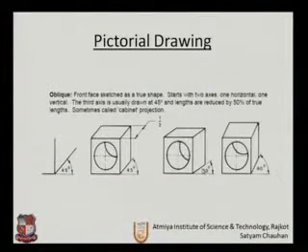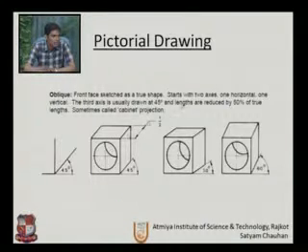So in pictorial view, as we can see, in oblique, the front face sketch is always a true shape. So our front view will be of true dimension, starting with two axes. We are using the x axis and y axis, one horizontal and one vertical. The third axis is usually drawn at 45 degrees. So two axes are perpendicular to each other and the third axis is at 45 degrees, and the length can be reduced to 50% of the true length.